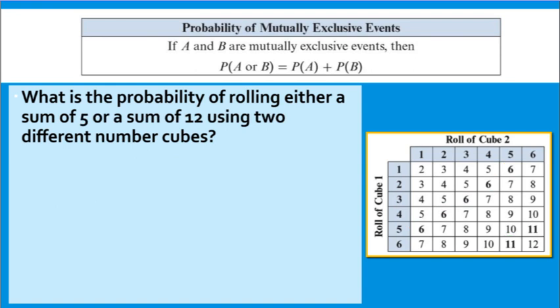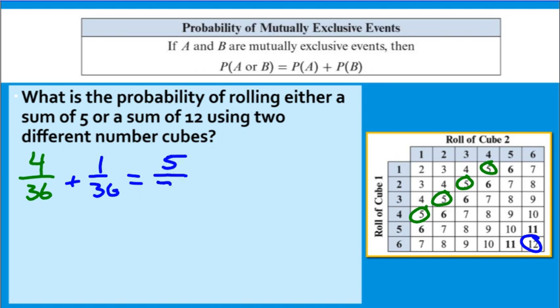Next, what is the probability of rolling either a sum of 5 or a sum of 12? So the sum of 5, let's circle those. I have 4 out of the 36 are 5s. Sum of 12, I only have 1, so 1 out of 36. Add them together, I would get 5 out of 36 as my probability. And we'll just keep our answer as a fraction.